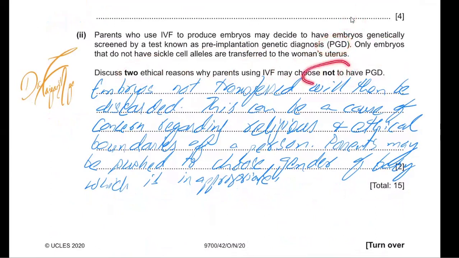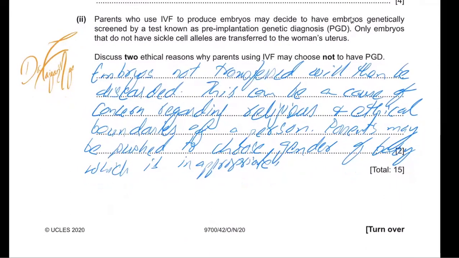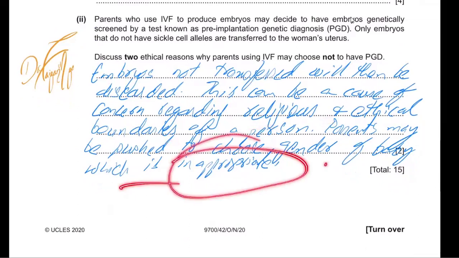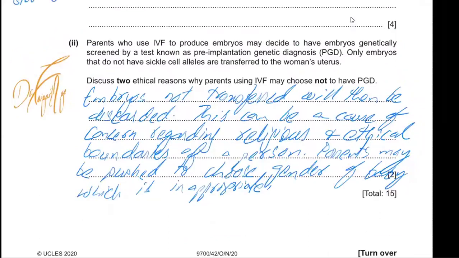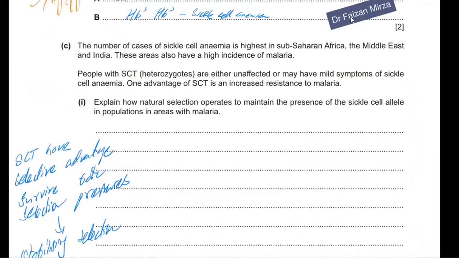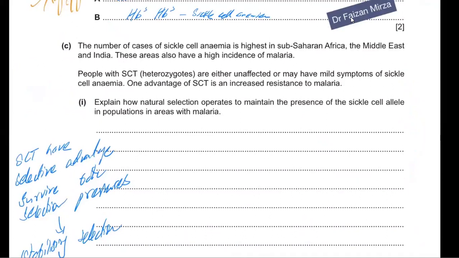But still, if the parents are not considering PGD, why? Because embryos not transferred will then be discarded. That's a basic ethical reason: what happens to embryos which are not used? This can be a cause of concern regarding the religious and ethical boundaries of the person. Parents may also be pushed to choose the gender of the baby, which is inappropriate. When people know through PGD which embryo is one gender and which is the other, they may end up choosing one gender over the other.